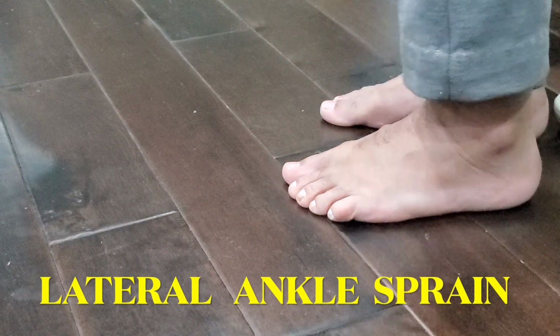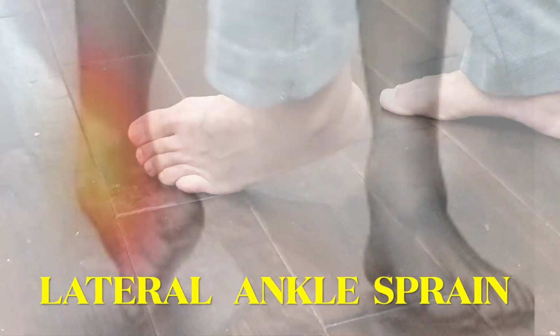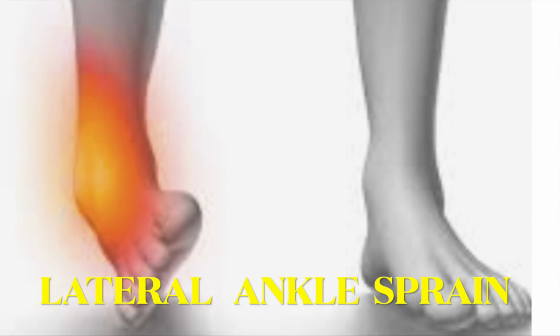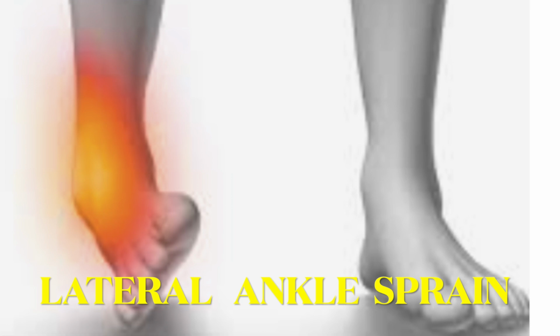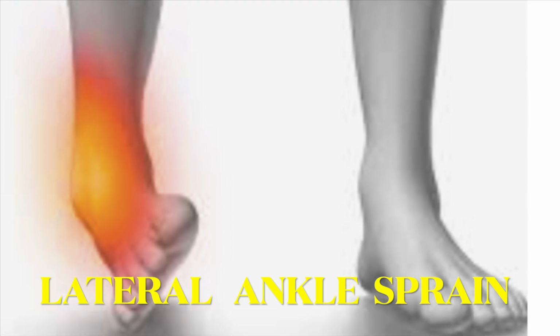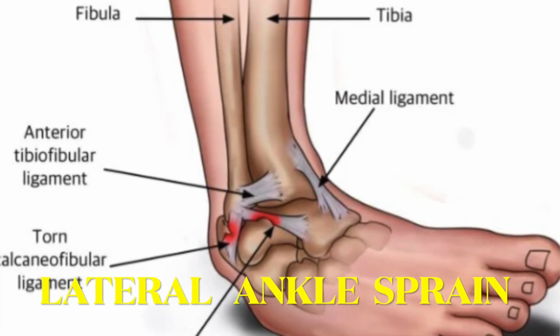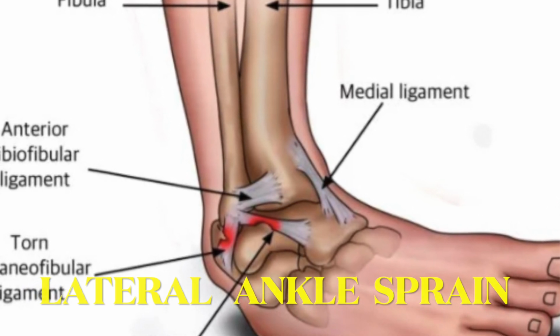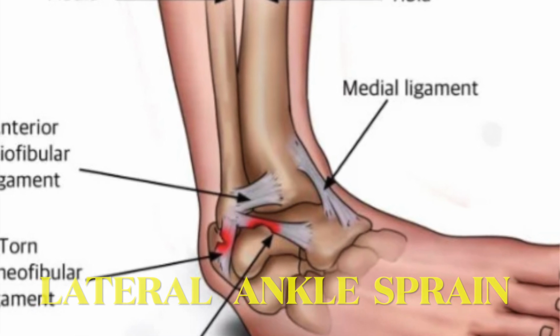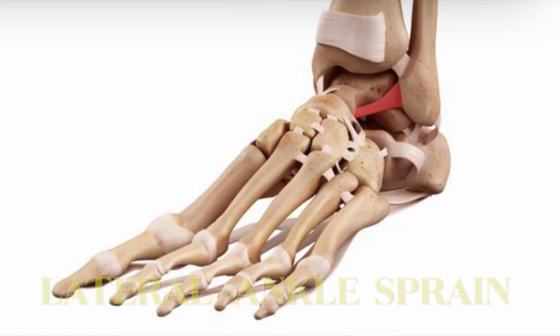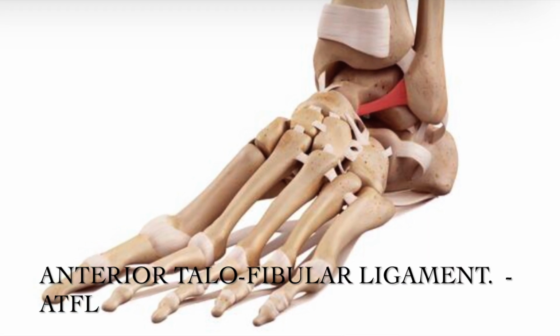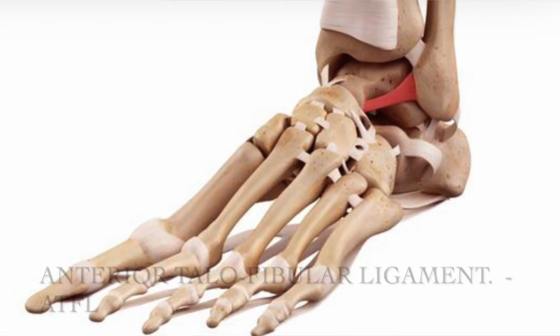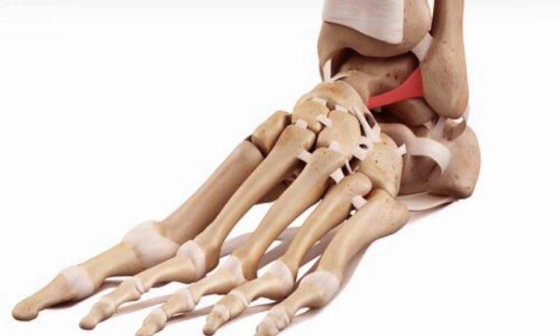So firstly, we will discuss what lateral ankle sprain means. Lateral ankle sprain means when there is an inversion and plantar flexion of the ankle joint. There are a lot of ligaments in the ankle joint, but today we are specifically talking about the anterior talofibular ligament. When there is a ligament injury, there are three types of ligament injury.